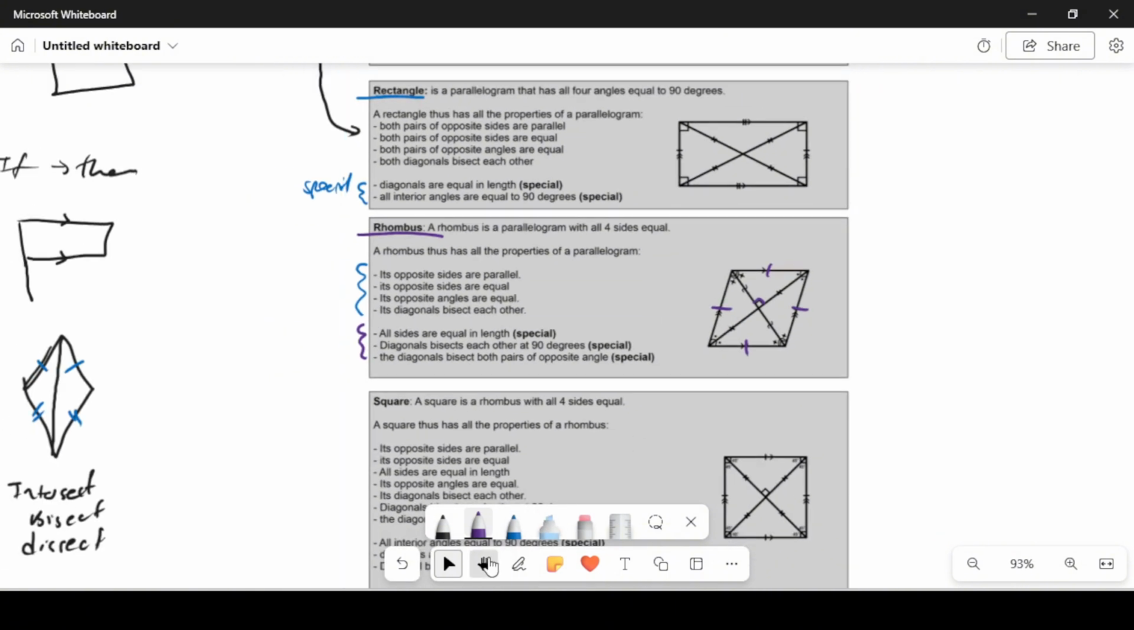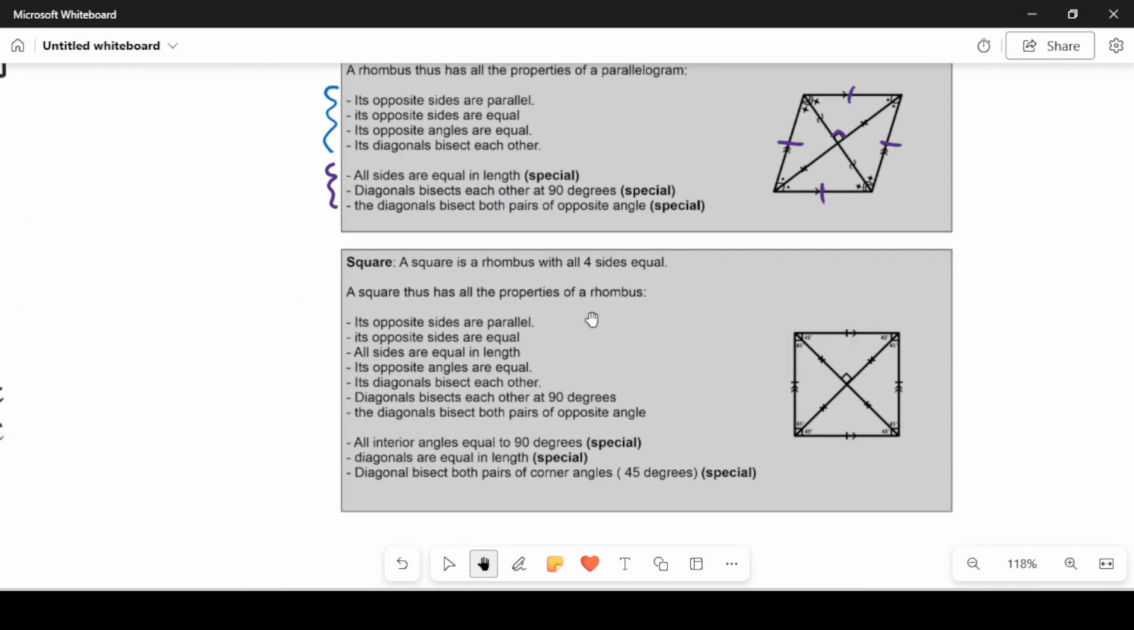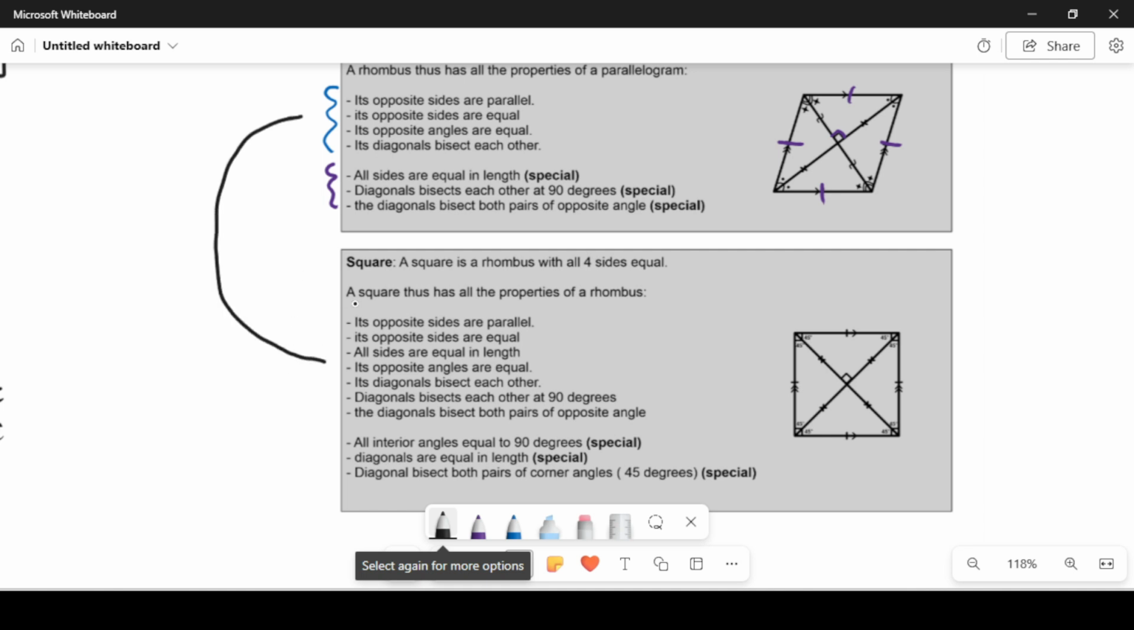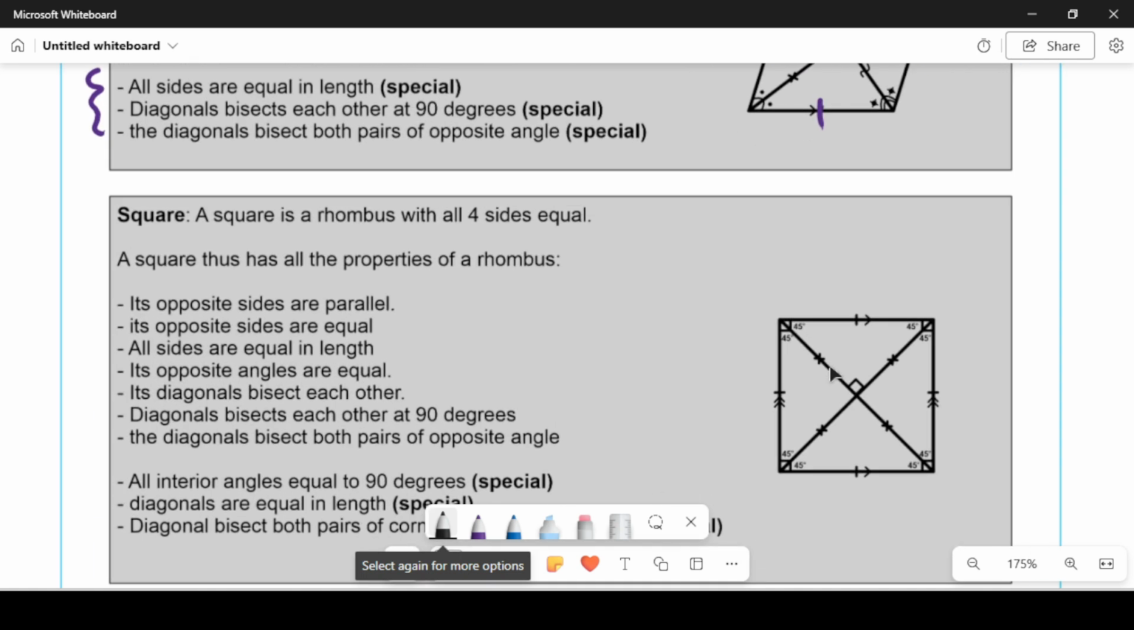Okay. Then we move over to the last polygon, which is a square. See, here we're saying a square is a rhombus with all 4 sides equal. So what can we say? All of the properties of a rhombus can come down here. All of it. All these properties here can come down. Opposite sides are parallel. Its opposite sides are equal. All sides equal in length. The opposite angles are equal. Its diagonals bisect each other. The diagonals bisect each other at 90 degrees. The diagonals bisect both pairs of opposite angles. Right? All of these properties come in.